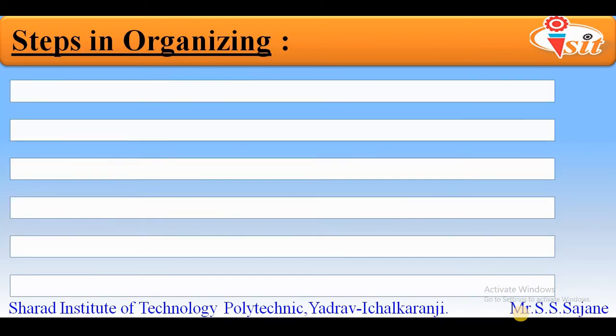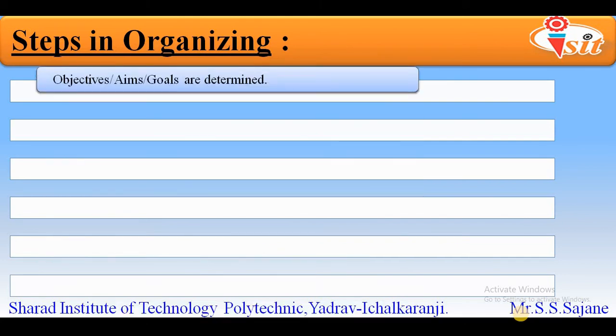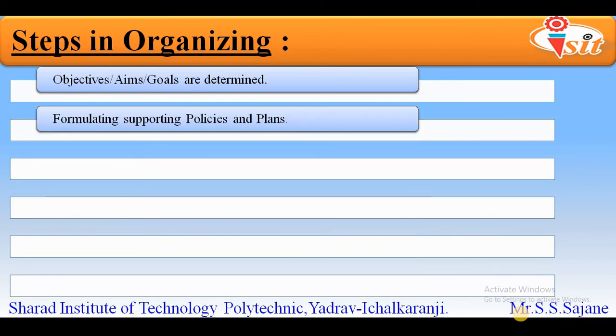In short, we can summarize the entire concept of organizing in several steps which we will study in this slide. The first step in organizing is that objectives, aims or goals are determined by the supervisor. Before starting, the supervisor must know what the actual goal or target is. Then he must define several paths of action. Due to this step, he will be able to get guidelines for the same, so the activities can be streamlined throughout the work.